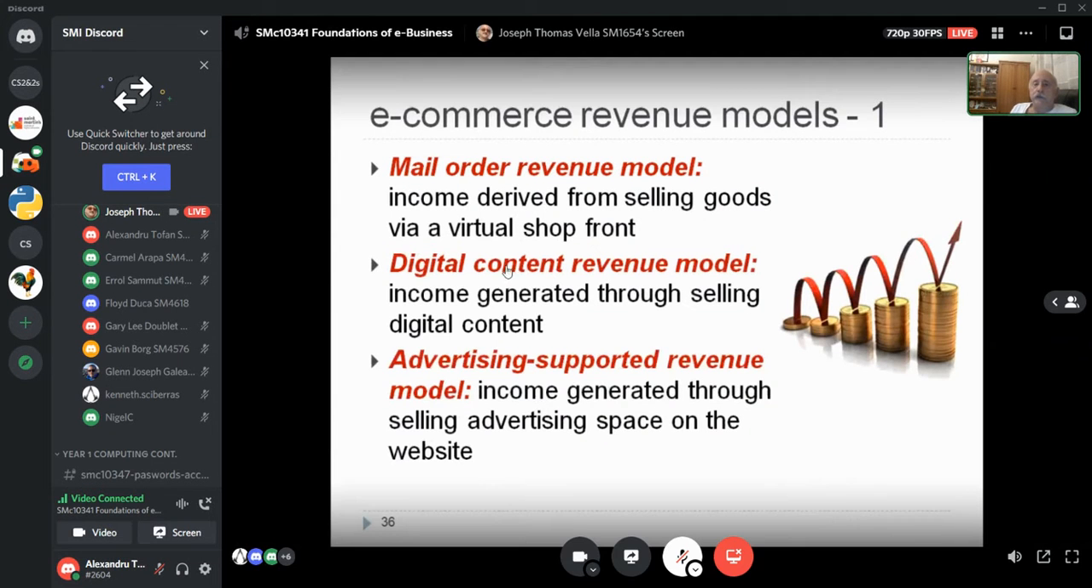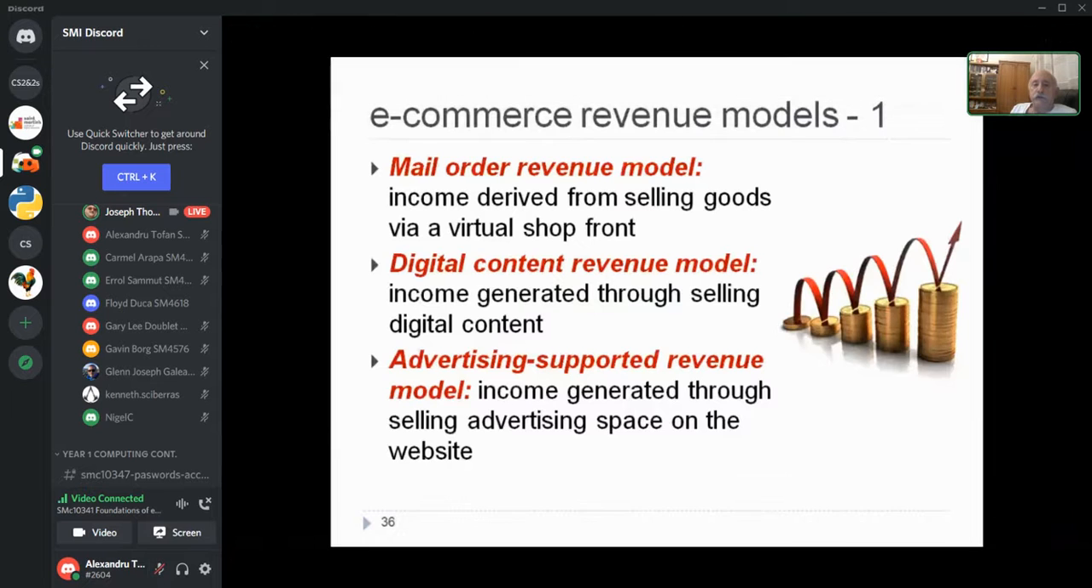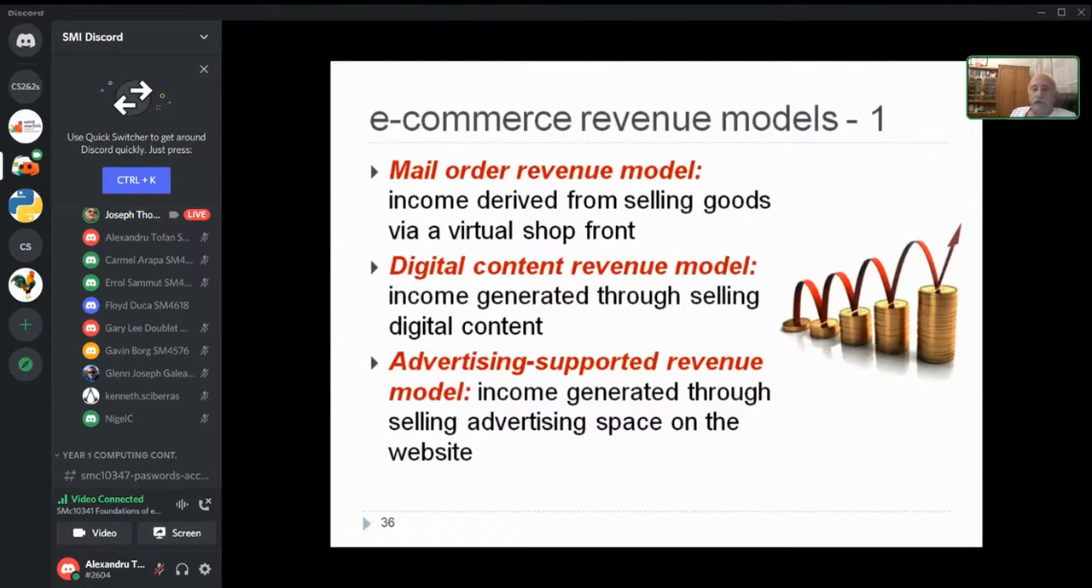A third revenue model would be advertising supported revenue model. We generate income by selling advertising on the website. There are certain people who write blogs, for example, and they charge companies for placing adverts on their website. And obviously, the more popular your blog is, the more you can charge for advertising on your site.